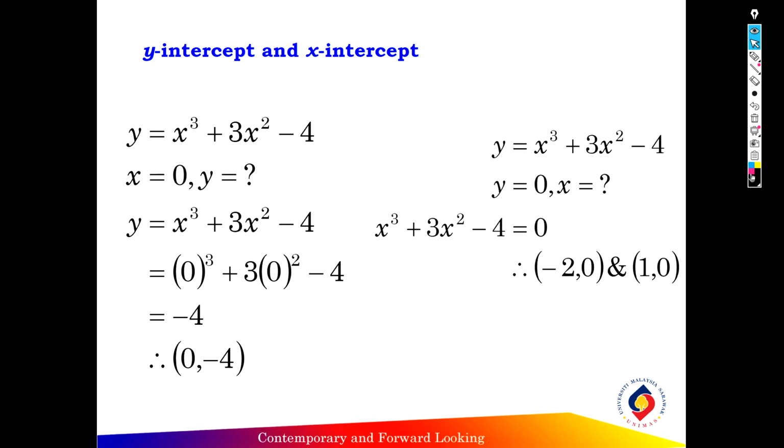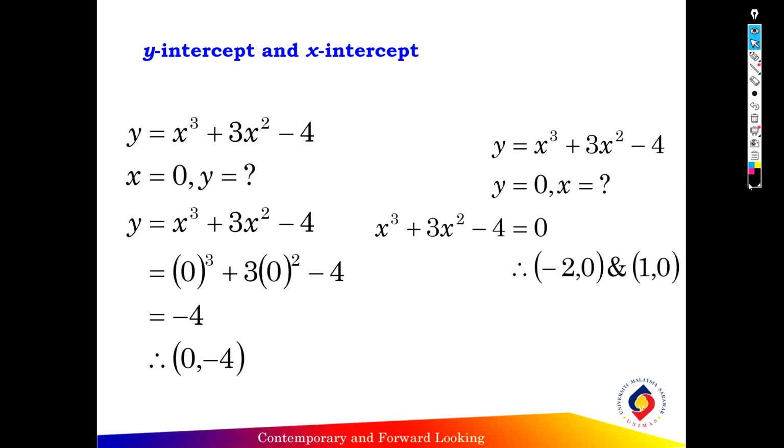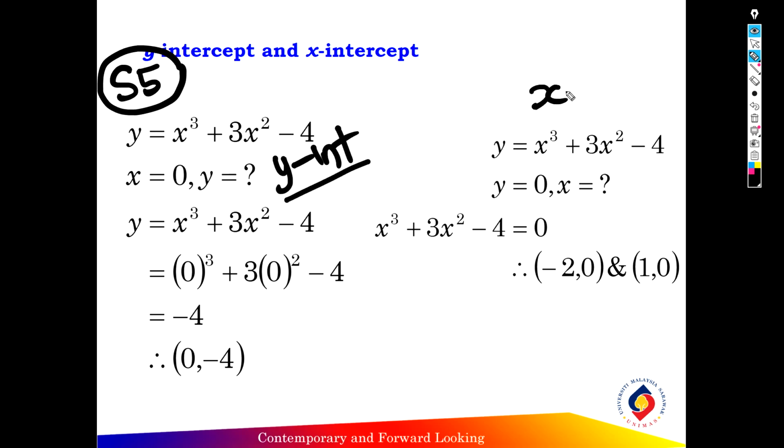Okay, step 5, you find the intercepts of the function. First you find the y-intercept of the cubic function. The y-intercept is when x equals 0, so you find the value of y by substituting 0 into the cubic function, x cubed plus 3x squared minus 4. So y equals negative 4, and the y-intercept is at 0, negative 4.